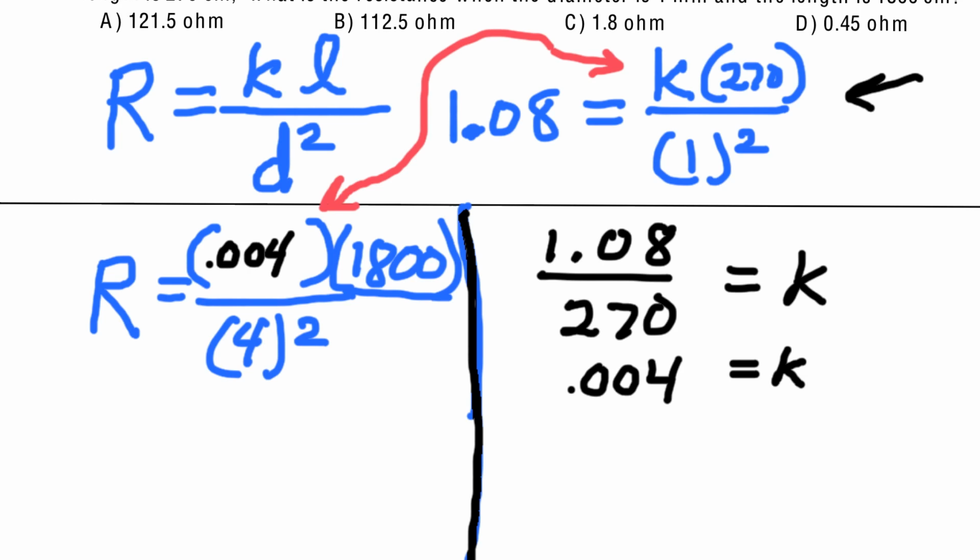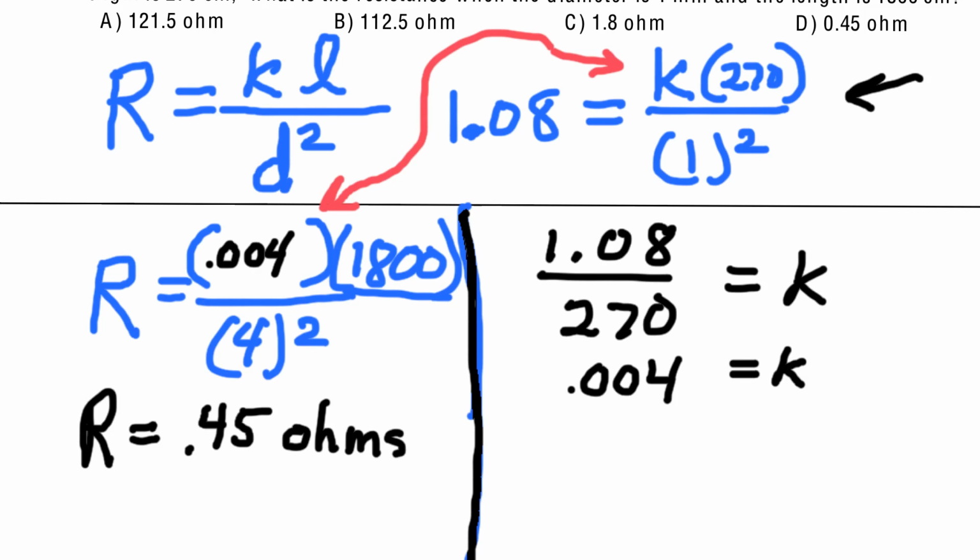And now we can just do this whole calculation on our calculator, using parentheses on the top and then dividing by 4 to the second power, 4 squared. And what we get is 0.45 ohms, because resistance was in ohms. And that's the answer. And that is letter D.